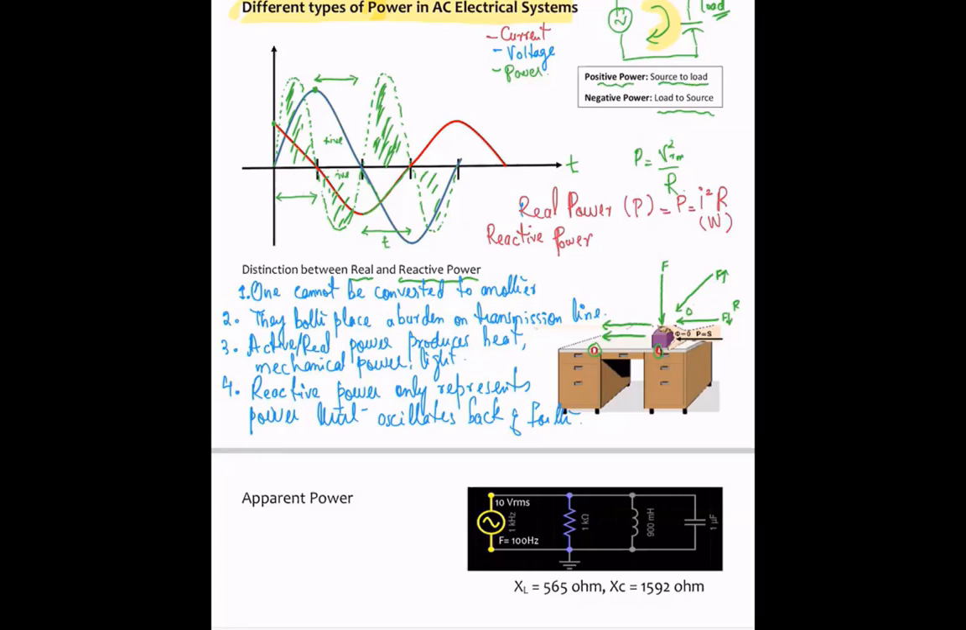The symbol that we use for that is Q, and this is represented in kilovolt amps reactive. The reactive power is calculated as I square times X, that's the reactance. If it's a capacitive reactance, then you use XC. If it's an inductive reactance, then you use XL.